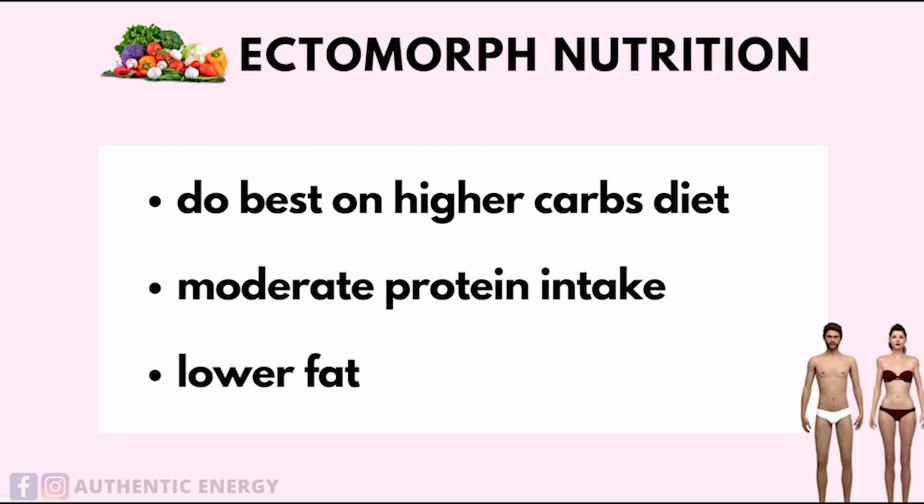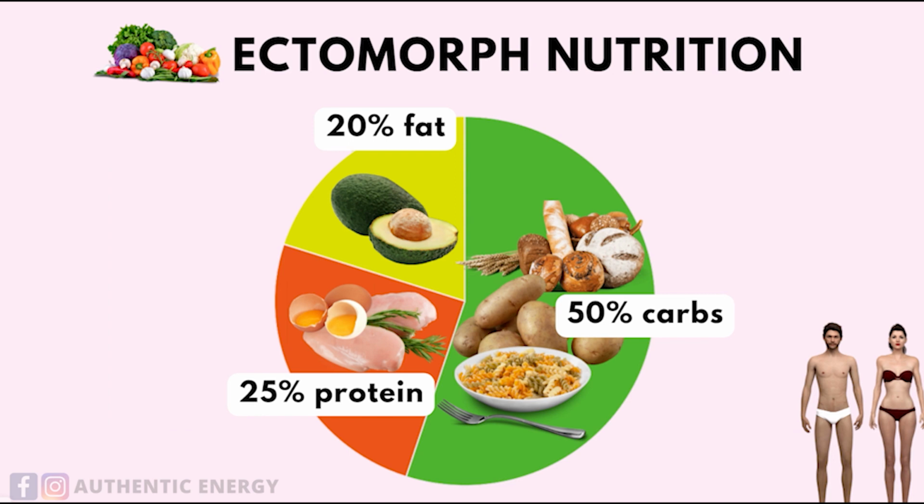So a typical ectomorph meal, the nutrition portion, would look like this: 50% carbs, 25% protein, and 20% fat. You can see that there's a large portion of carbs in the ectomorph diet. So this is the general outlook.